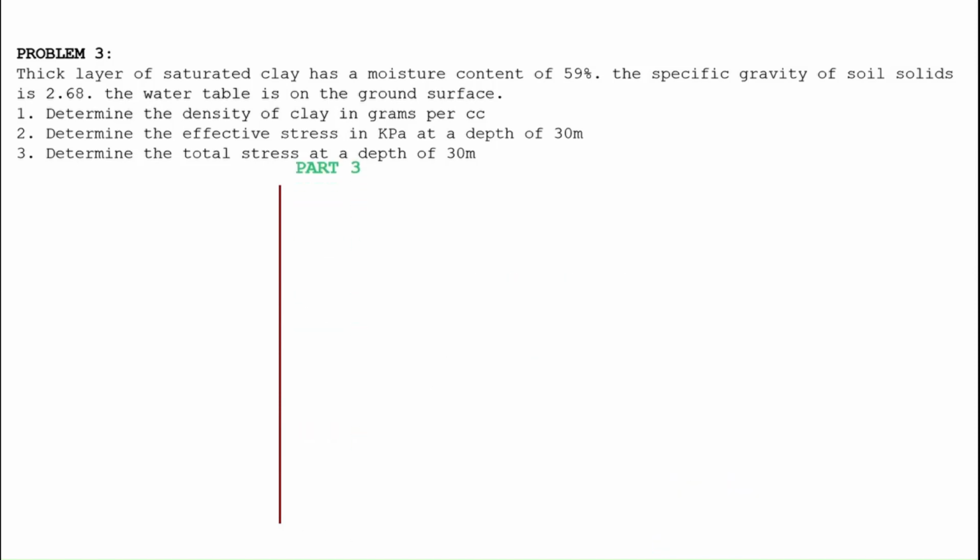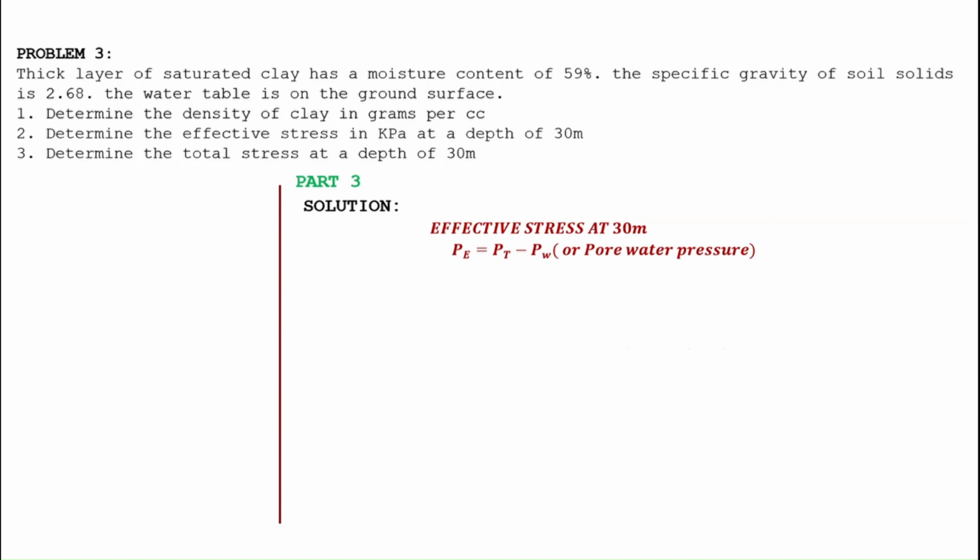For our solution to the last part of the problem, we will recall the formula for effective stress, that is, effective stress is equal to total stress minus the pore water pressure. Substituting values, we get 485.85 kilopascals minus 9.81 kilonewton per cubic meters times 30 meters. Effective stress at 30 m is therefore equal to 191.85 kilopascals.